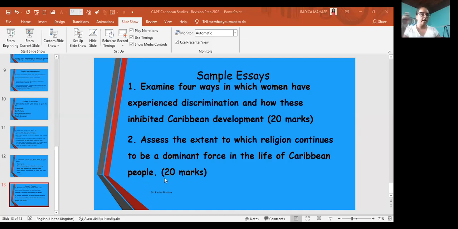Okay, so assess the extent to which religion continues to be a dominant force in the life of Caribbean people. You're doing 1, you're writing a thesis statement. 2, you are writing your 4 points to support your thesis statement. Each one of those points has to be one simple sentence. So you're writing it out as a sentence. Okay, and I'm giving you 3 minutes to do that. 3 minutes. I am pausing again.